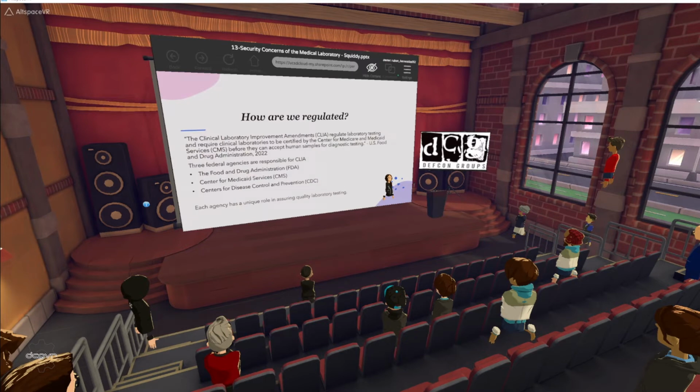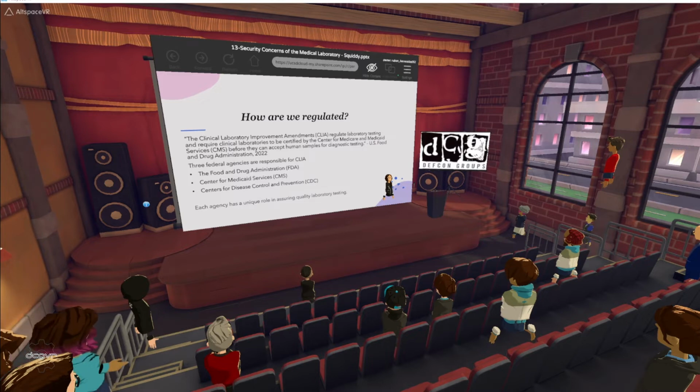So how are we regulated? The Centers for Medicare and Medicaid Services regulates all laboratory testing except for research performed on humans in the U.S. through CLIA, or the Clinical Laboratory Improvement Amendments, which regulate laboratory testing and require clinical laboratories to be certified by the CMS before they can accept human samples for diagnostic testing. The objective of CLIA is to ensure quality laboratory testing, and 3 federal agencies are responsible for CLIA: the FDA, the CMS, and the CDC.